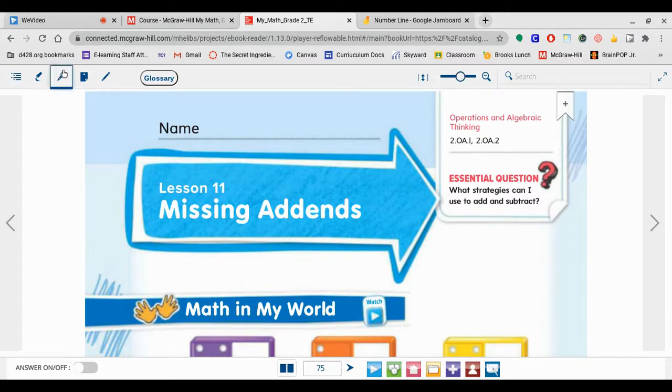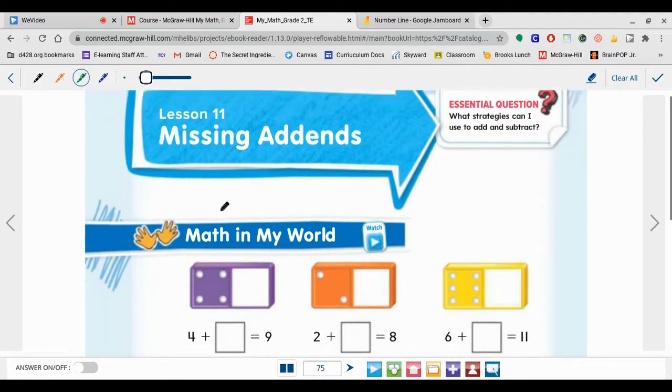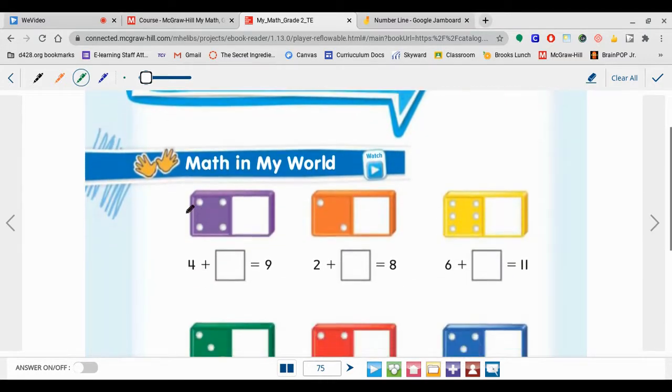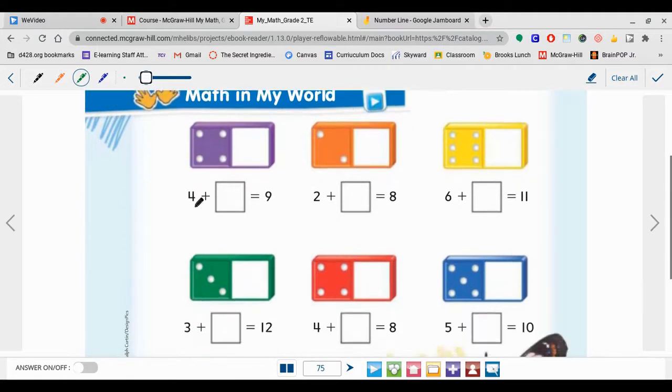And today, as we get started, we're going to be talking about, well, what happens if you are missing part of your addition problem? So we're going to actually take a look here on this first page. Before we even go any further, we're going to take a look at a few of these problems. Now, this is what we're going to be working on today. So I have 4 plus, and there's a blank here, equals 9. So I know that I'm going to add something together with this 4 to get 9.